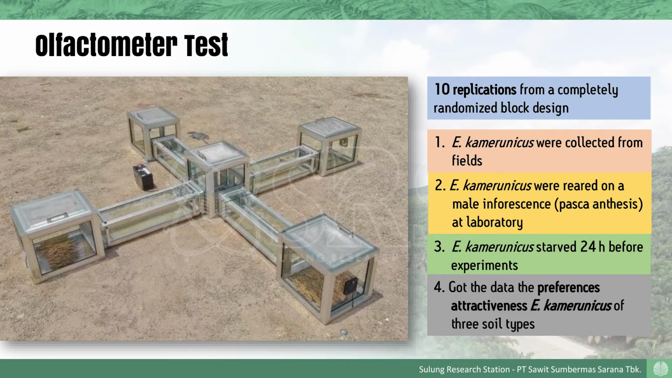The olfactometer test used a completely randomized block design with 10 replications. The Elaeidobius kamerunicus were collected from the field and reared on a male inflorescence at the laboratory and then starved 24 hours before experiments. The experiment was conducted outside the laboratory to mimic natural conditions, and after that, we got the data.